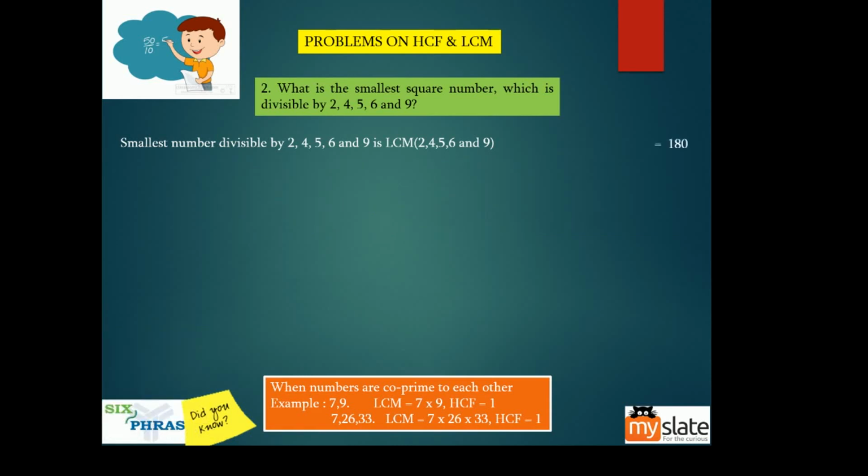So here the LCM is 180. So we got the smallest number to be 180. But the question is not the smallest number. The question is the smallest square number. Is 180 a square number?